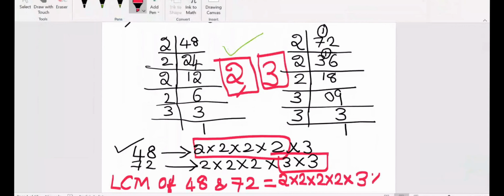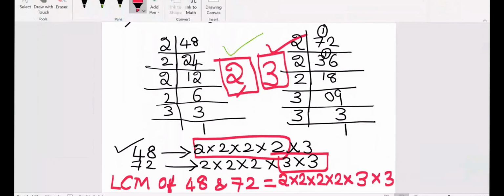3 into 3. So total how many numbers are coming? 2 is repeated 4 times. 3 is repeated twice. So do we have any other multiple here, common factor? No. If any other number comes which is not having a common factor also, that has to be multiplied. But in this case, we have only two numbers. In both the cases, these are coming as common in both the numbers.